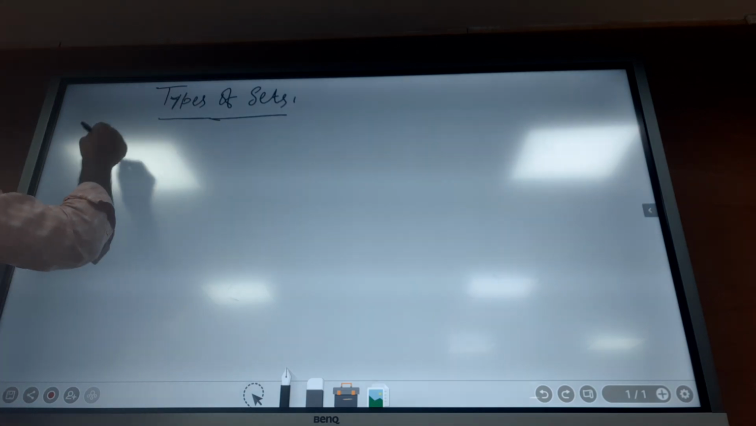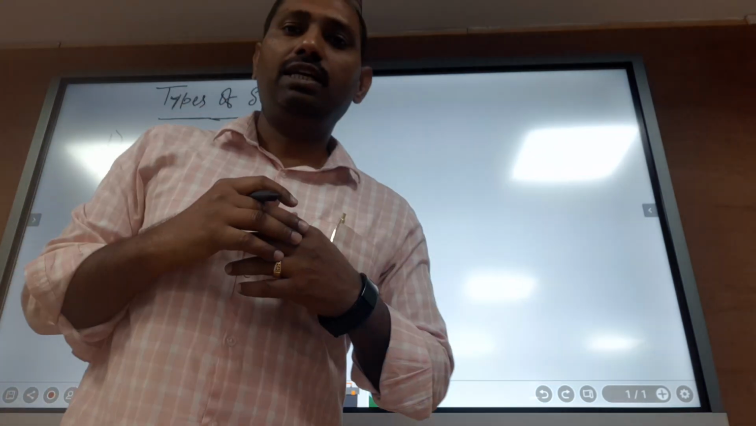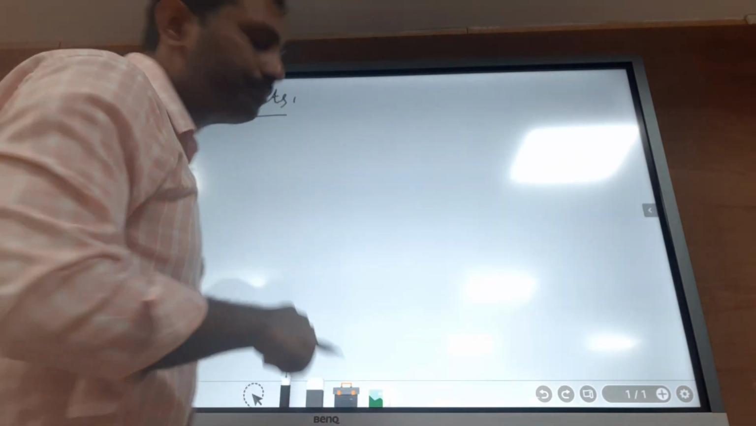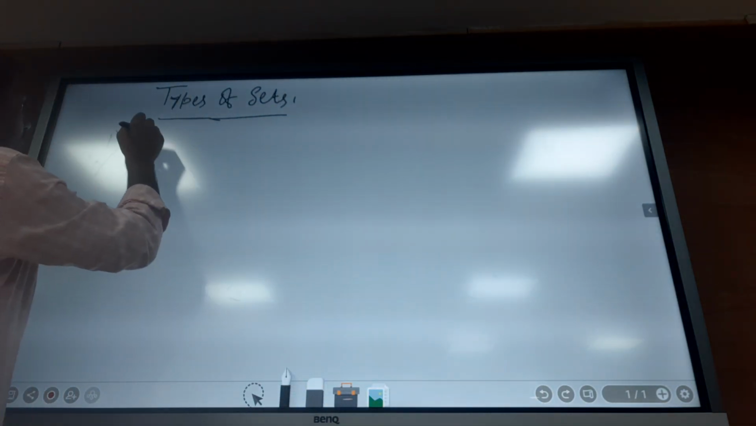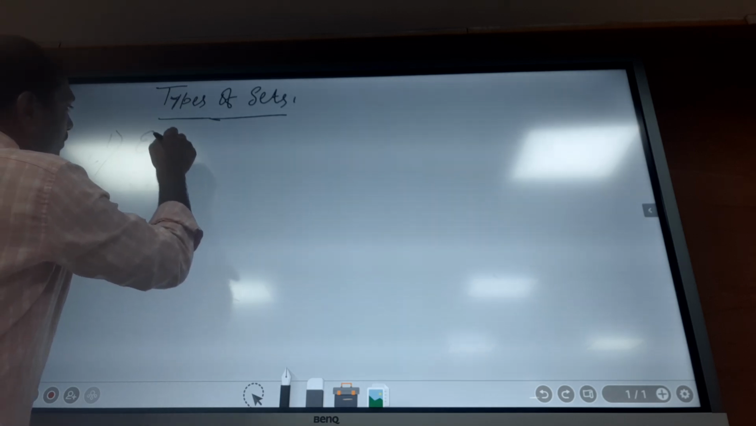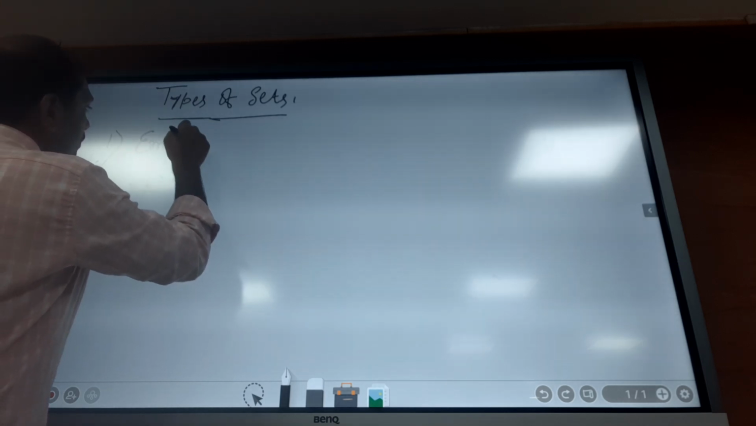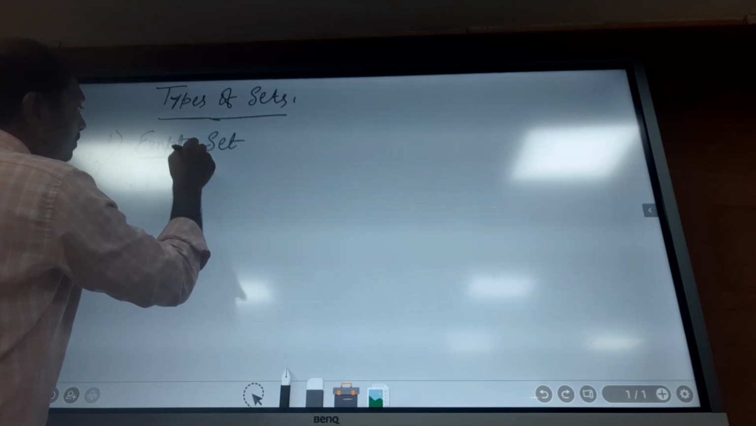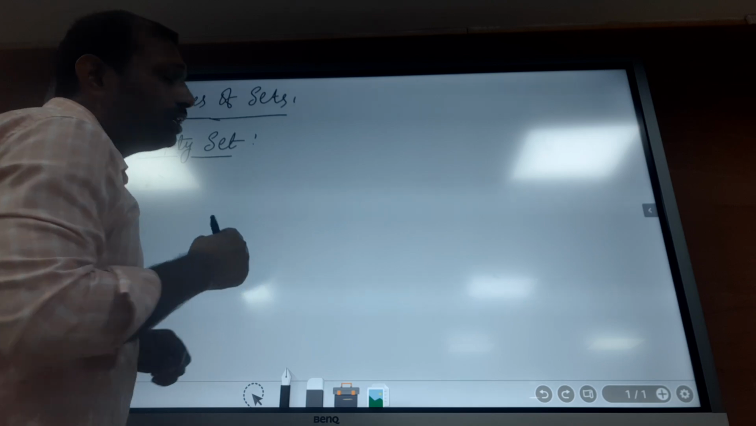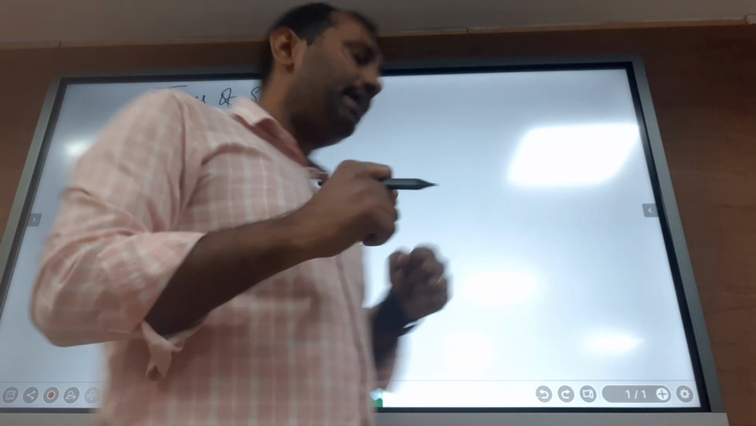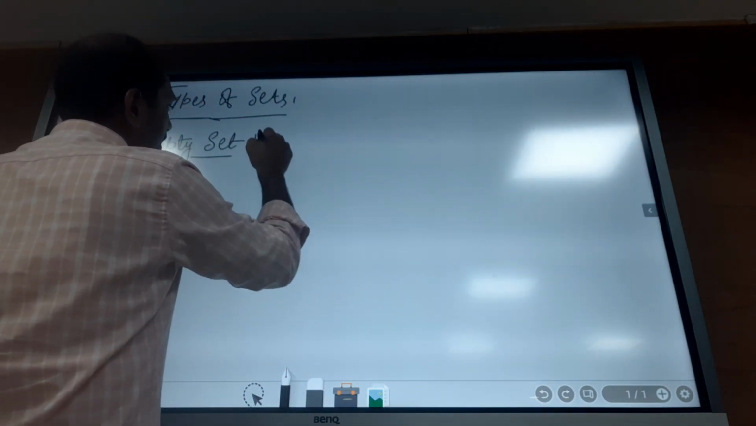First one, there are different types of sets. Now we are describing it one by one. So the first one is empty set. So what is empty set? You can say a set which has no element. That is known as empty set. A set which has no element.